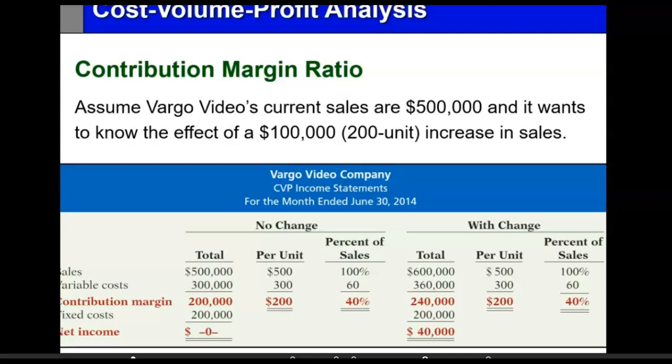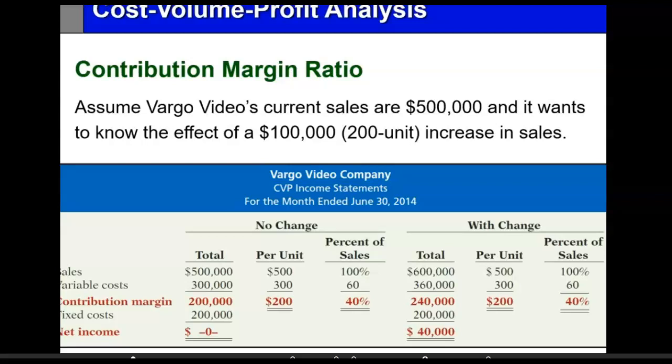So you see, with a total contribution margin of 240,000, I only need 200,000 to cover my fixed costs, and I have 40,000 to provide me with a profit. Notice the per unit did not change, percentage, contribution margin ratio, and the variable cost ratio always remain the same unless we change the selling price or the variable cost. So in this case, yes, my profit would go up 40,000 if I increase my sales by 100,000.